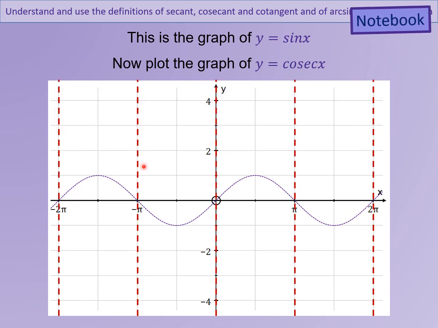And that's a good starting position. Stick those lines in everywhere you get a 0. It'll be true for cos as well. So I'm going to put those down for the asymptotes. Right, what else do I know then?